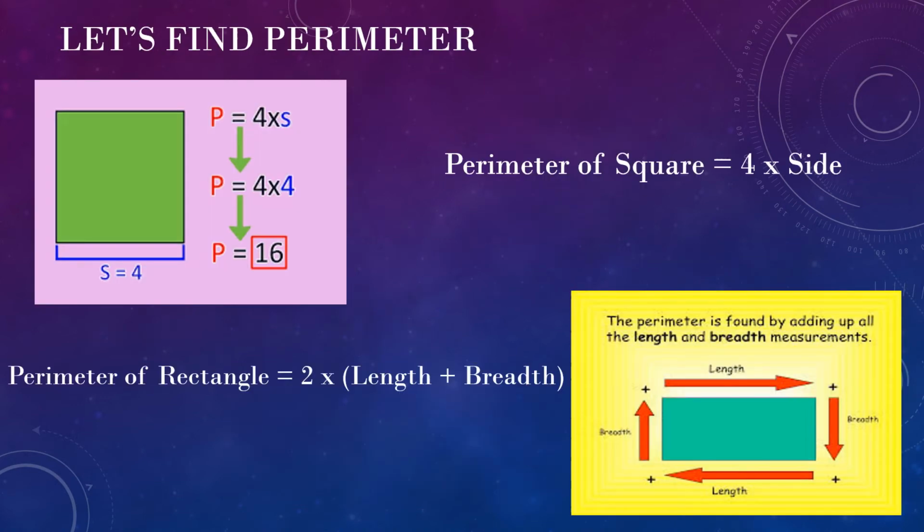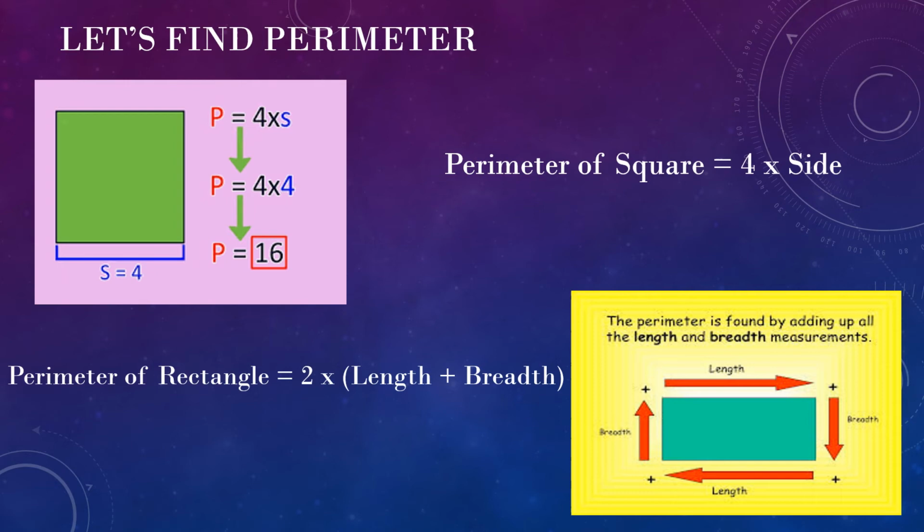Now, here are the shapes that we discussed. The first one is a nice green square. Now see, the side of the square is 4 centimeters. S is for side and it is 4 centimeters. As a square has 4 sides, the perimeter of the square is 4 into side, and in this case it is 4 into 4, that is 16. All the sides are the same. So it is 4 into 4, that is 16.